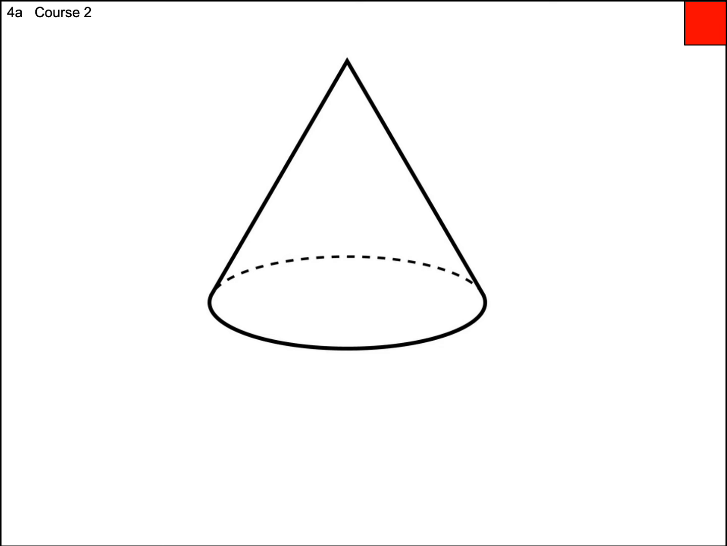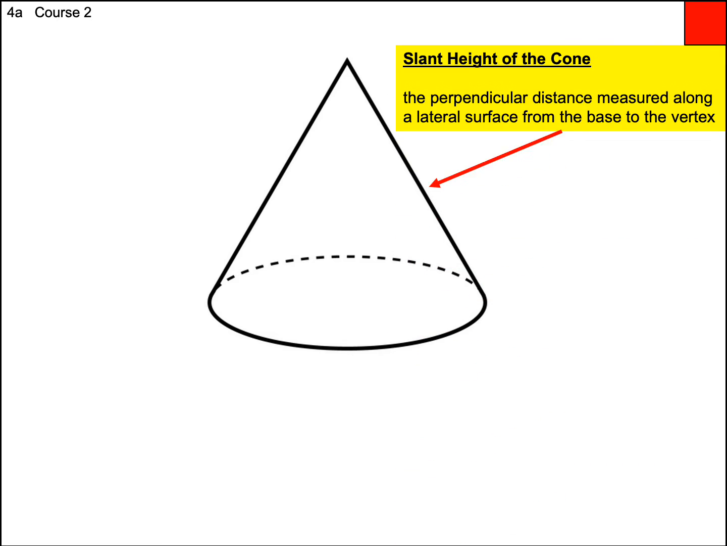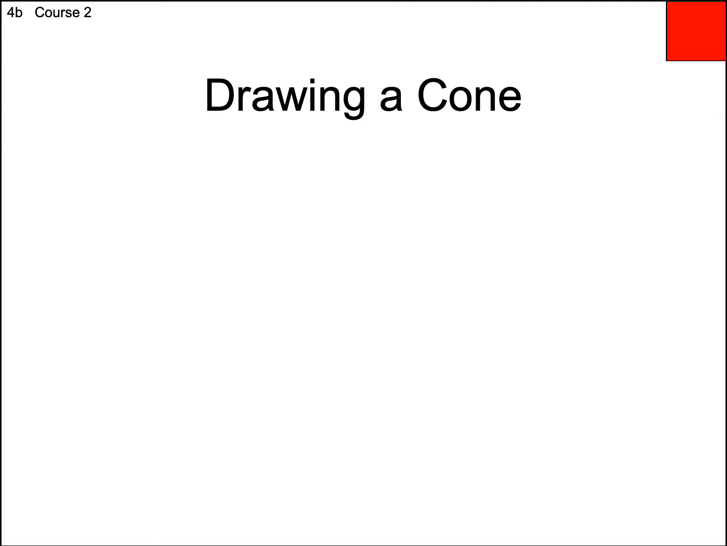So what would be the distance along the outside of that cone from the bottom to the vertex, right? That is what we're going to call the slant height of the cone. So it's got that same feel as a pyramid, right? So that is going to be called the slant height. And it will be a perpendicular distance measured along the lateral surface. That means just basically the side of the cone from the base to the vertex. Make sense? All right, so now we know a couple parts of the cone, right?